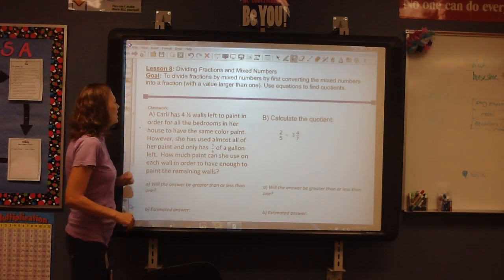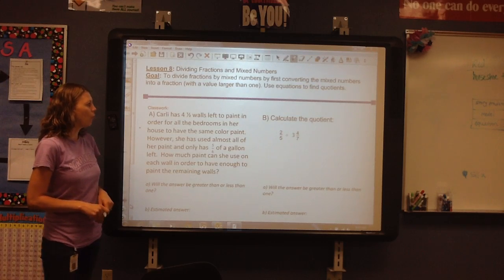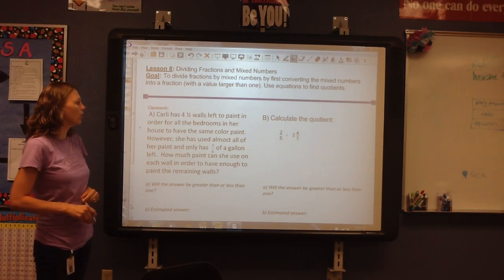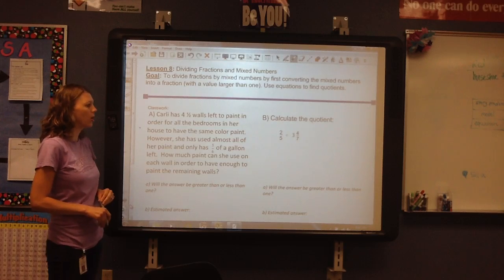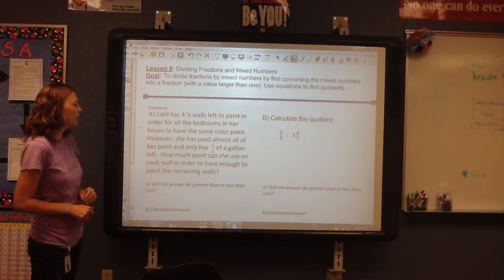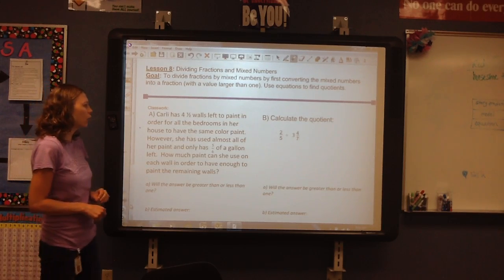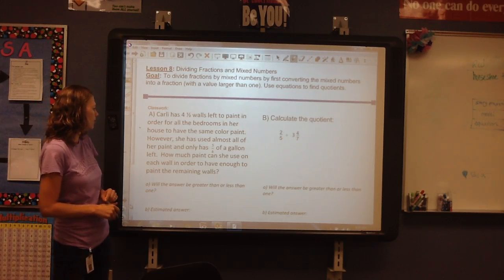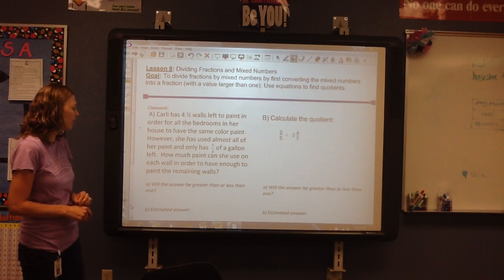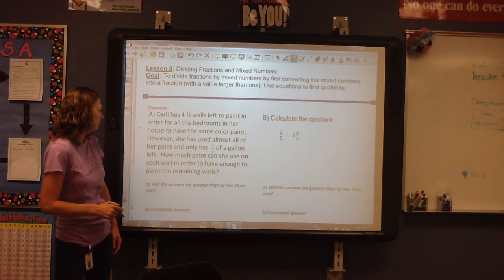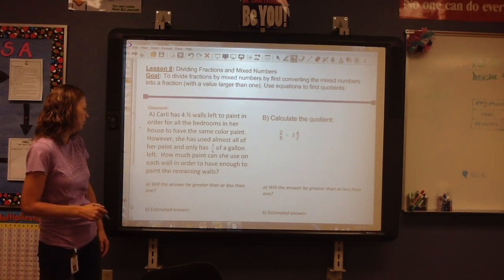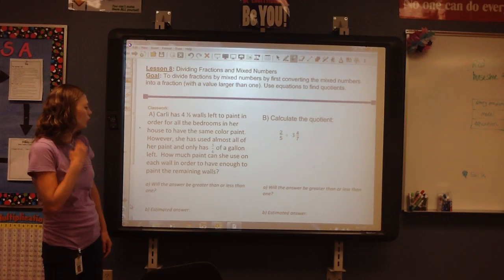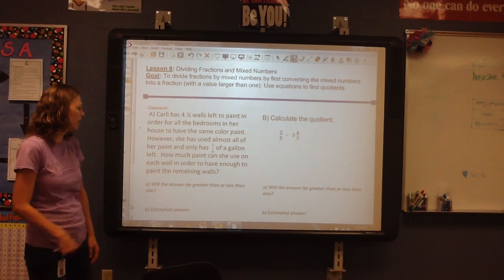Our first example says, Carly has 4 1/2 walls left to paint in order for all of the bedrooms in her house to have the same color paint. However, she has used almost all of her paint and has only 5/6 of a gallon left. How much paint can she use on each wall in order to have enough paint to paint the remaining walls?